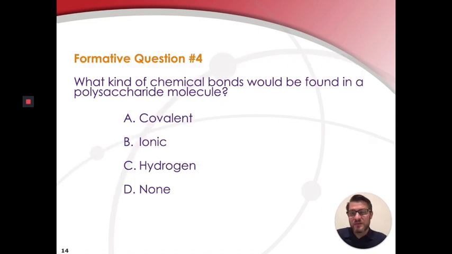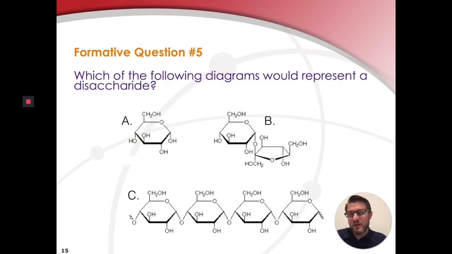So the next question, what kind of chemical bonds would be found in a polysaccharide molecule? Here's a hint. Think about the word molecule. Would that be a covalent bond, an ionic bond, a hydrogen bond, or none of the above? And finally, which of the following diagrams would represent a disaccharide? Again, think about the prefix di and what that means.